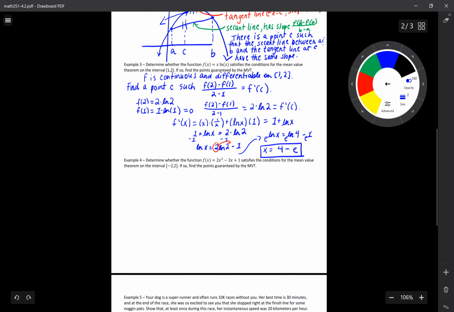We would like to determine whether the function f of x equals 2x cubed minus 3x plus 1 satisfies the conditions for the mean value theorem on the interval -2 to 2. If so, find the points guaranteed by the MVT. Well, in this case we have a polynomial, so it's pretty obvious that it's continuous and differentiable everywhere, so we don't have to worry about that.